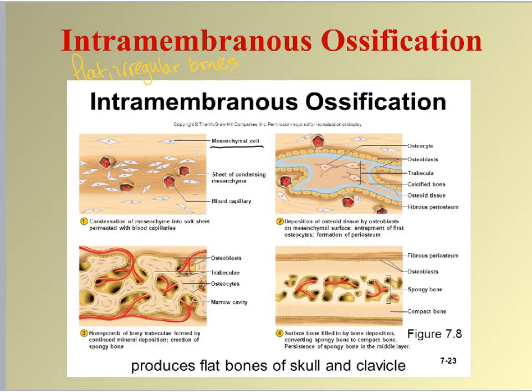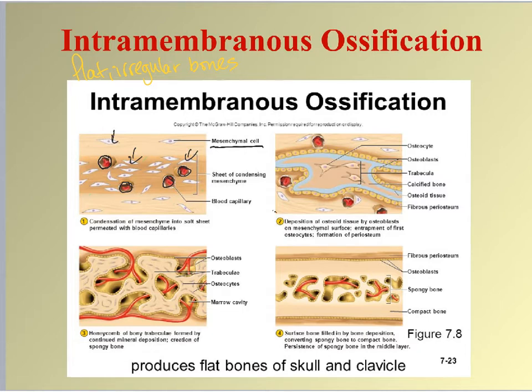So what happens is this tissue becomes vascularized. These are blood vessels right here. It becomes vascularized, and those blood vessels carry in these mesenchymal cells. Each one of these little white cells here is a mesenchymal cell. What will happen over time is those mesenchymal cells eventually differentiate into osteoblasts. And remember that osteoblasts are the cells that lay down the osteoid, that ground substance and fibers.